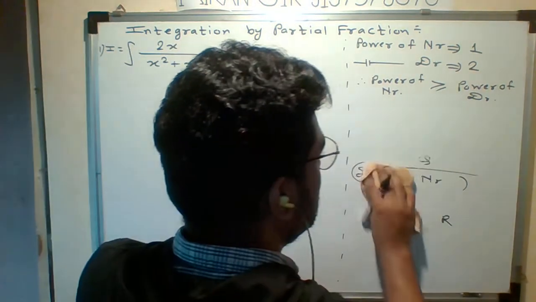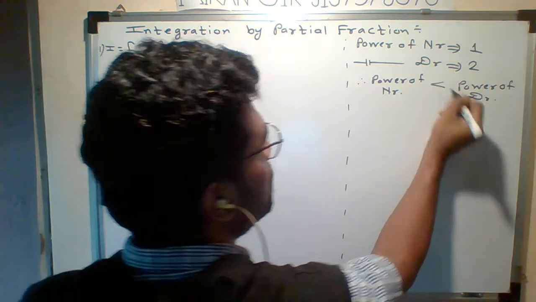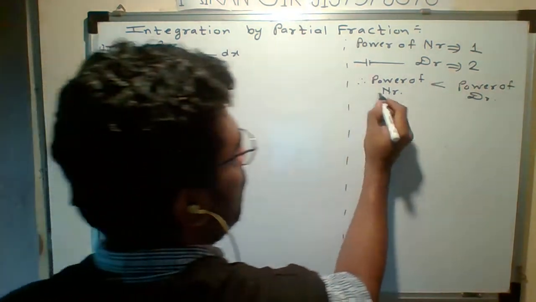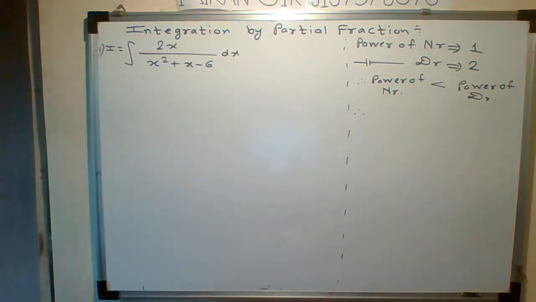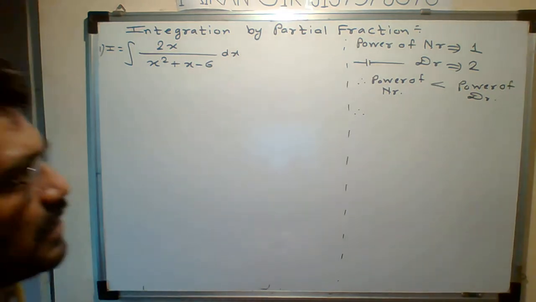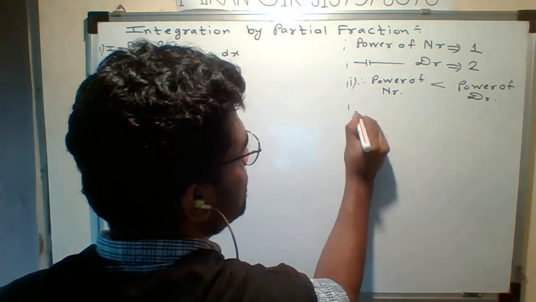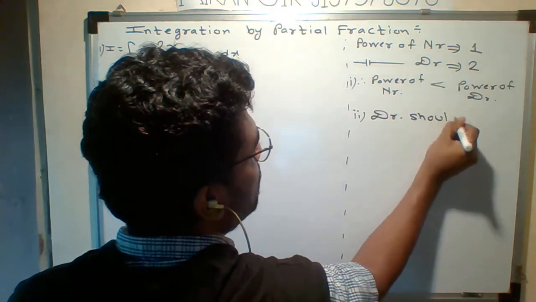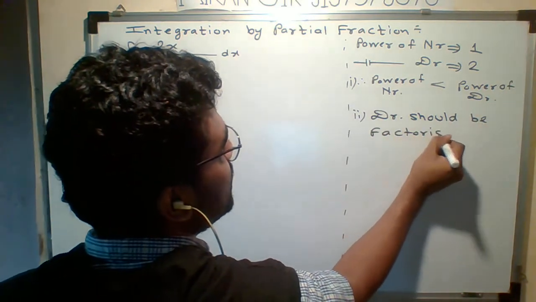But now what is the condition? The power of numerator is less than the denominator. This is the first condition. The second condition is that the denominator should be factorizable. Denominator should be factorizable.